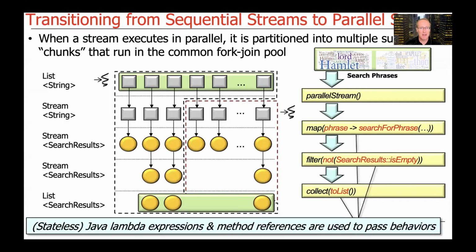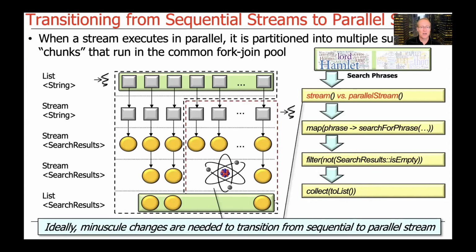And as we've talked about many times before, if you use stateless behaviors implemented with lambda expressions or method references, you're going to get much better results. It'll be faster, and it'll also be more likely to be correct because you won't have to worry about corruption and race conditions and data visibility, consistency issues, and so on. Ideally, if you follow the rules and use the stateless behaviors we'll talk about and some other things to keep in mind, you'll be able to make these changes to support parallel processing with only minuscule tweaks to your code, namely going from stream to parallel stream.